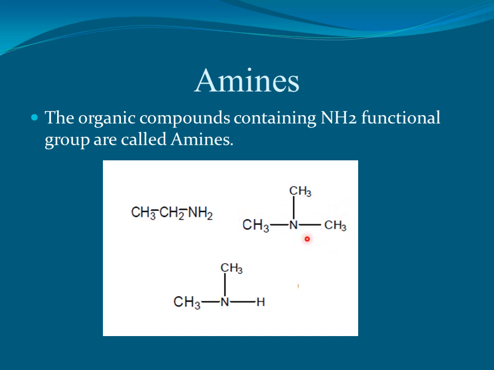Just like this compound, you can see that the nitrogen is in the center and 3 methyl groups are attached to it. Similarly, in this example, you can see nitrogen is in the center having 2 CH3 groups directly attached to it. So organic compounds containing NH2 as a functional group, either at the terminal of the chain, as a branch, or within the chain, are called amines.